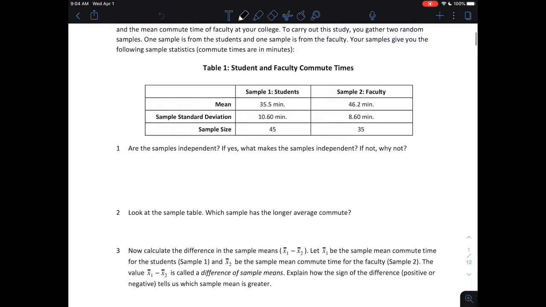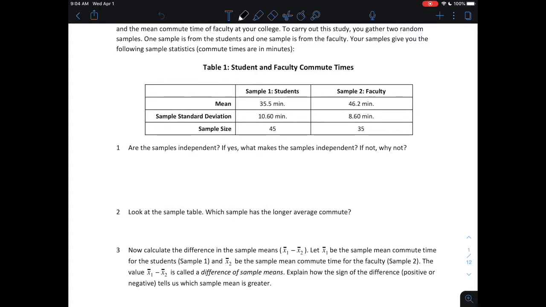Number 1, are the samples independent? If yes, what makes the samples independent? If not, why not? The question about independence is, can someone be a student and faculty at the exact same time? And we would answer no to that. So the samples are independent, because students and faculty are two different groups of people.